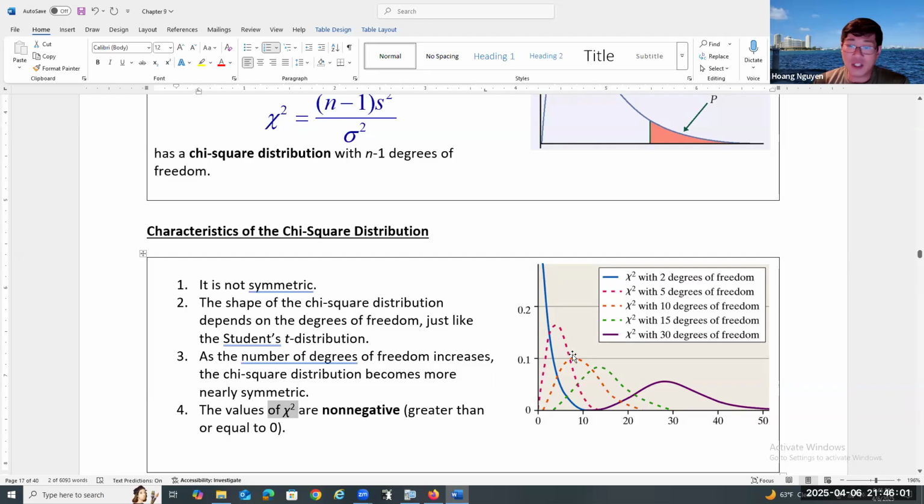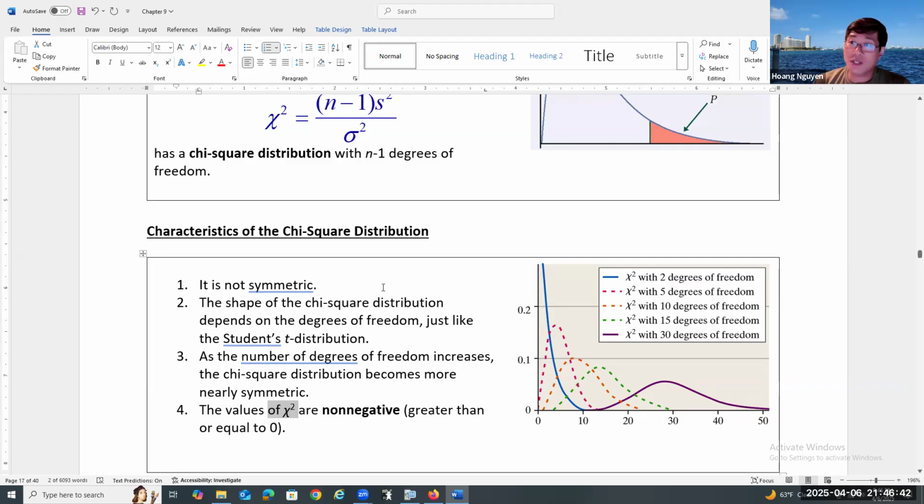This is the chi-square distribution based on different degrees of freedom. We have 2 degrees of freedom, 5, 10, 15, and 30. We can see that when the sample size n increases, or the degrees of freedom increase more and more, the distribution for the chi-square becomes more and more symmetric. Those are some of the characteristics of the chi-square distribution, and we're going to use it to estimate the population variance or the population standard deviation.